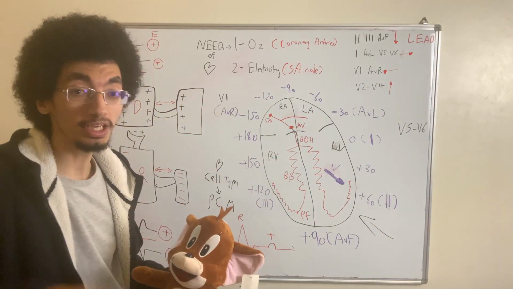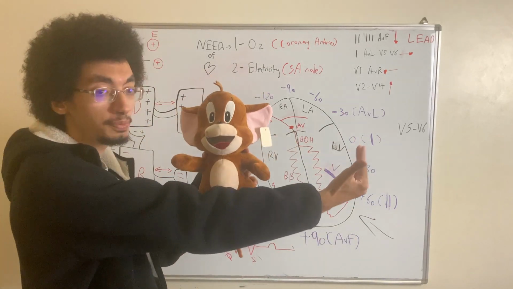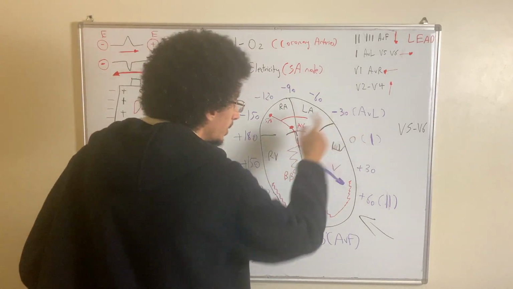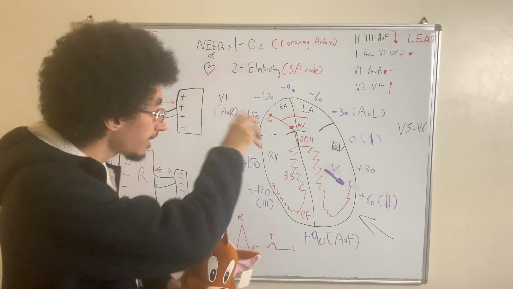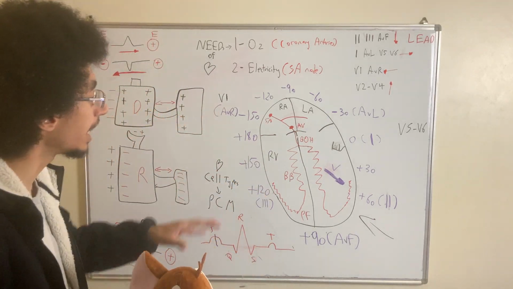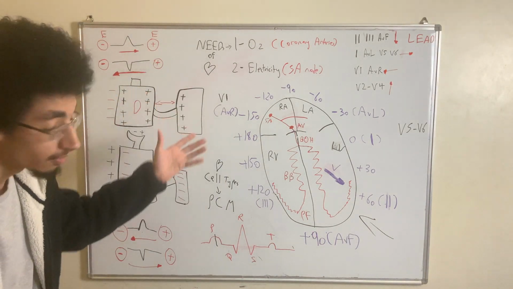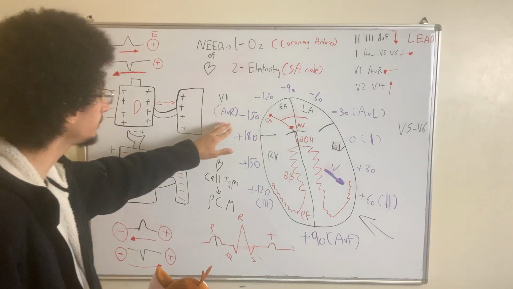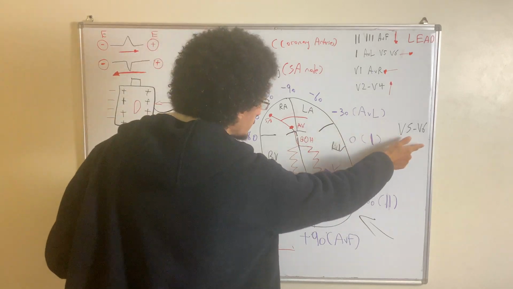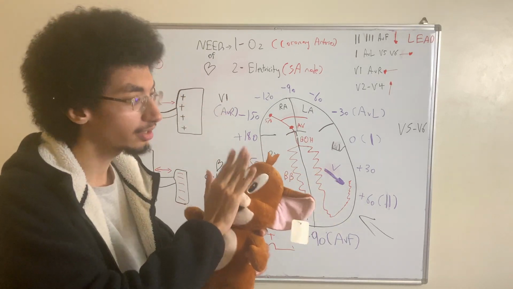Then, the last remaining precordial leads, V5 and V6, will record the heart from a lateral perspective. Thus, V5 and V6 will join lead 1 and AVL as lateral leads that record the heart from a lateral perspective. So, we have inferior leads, 2, 3, and AVF. We have right-sided leads, AVR and V1. We have lateral leads, 1, AVL, and V5 and V6. And then we have V2 and V4, your anterior leads.